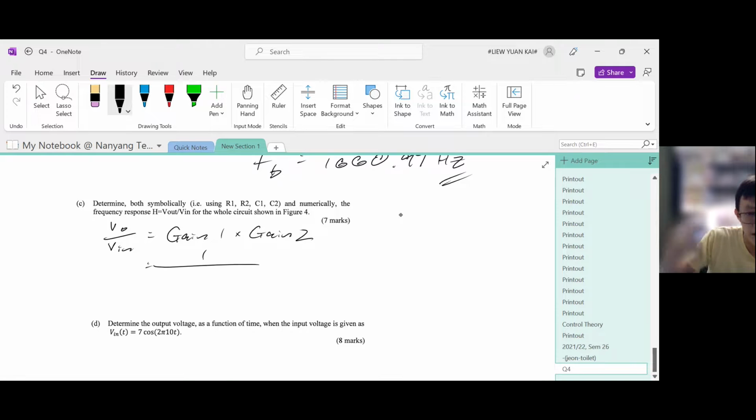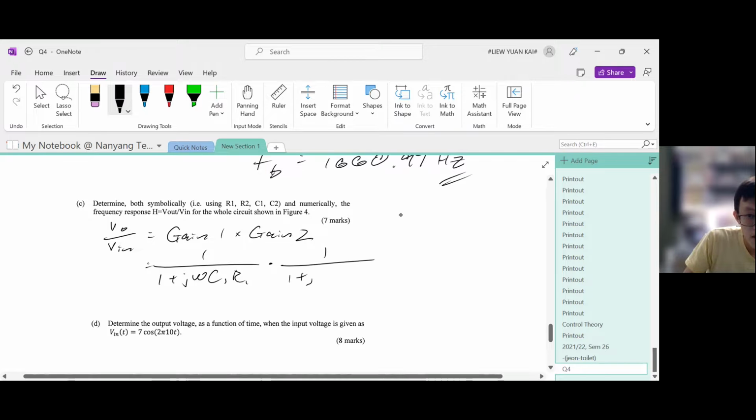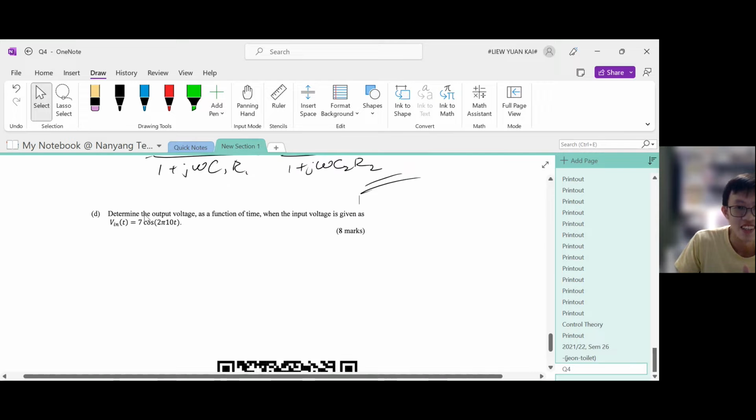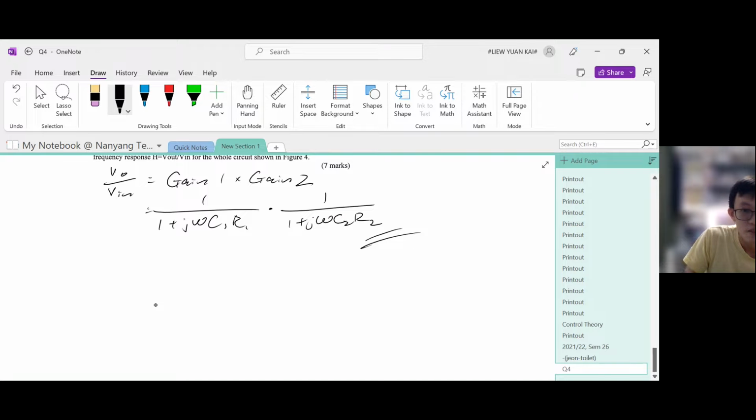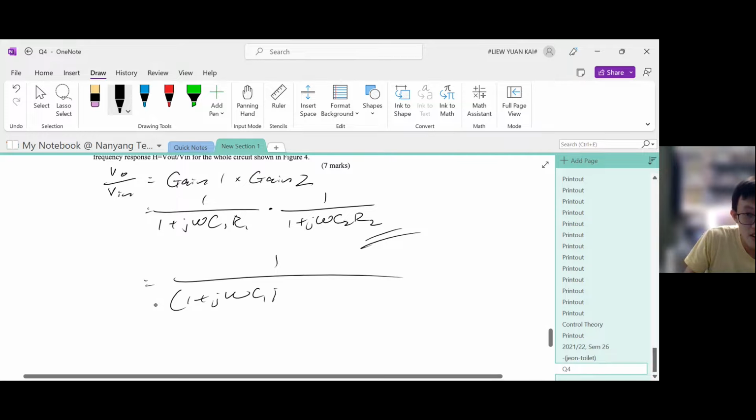Gain of 1 is given by what we got from earlier, j omega C1 R1, multiplied by 1 over 1 plus j omega C2 R2. And this is your answer. You can simplify it further. Fine, I'll simplify it. So this becomes 1 over 1 plus j omega C1 R.